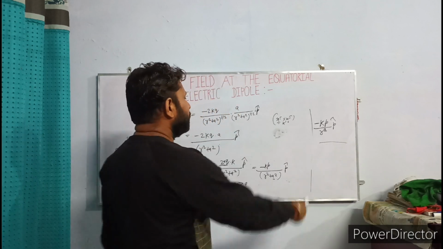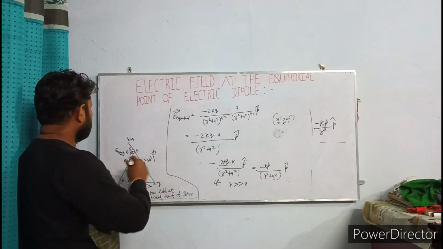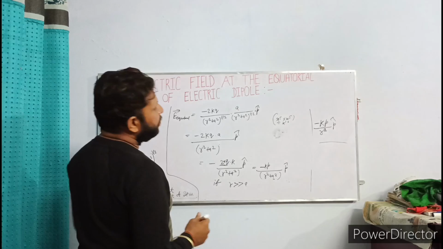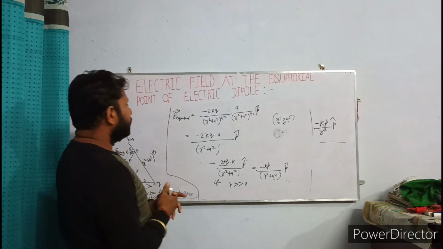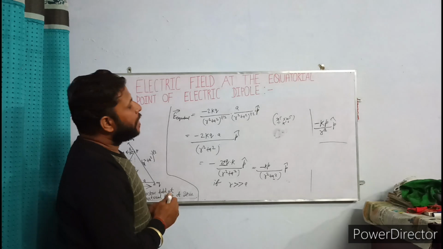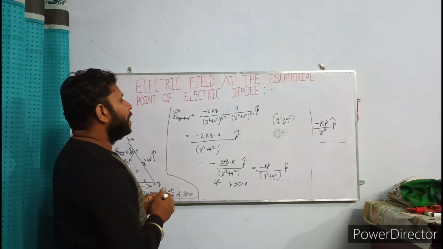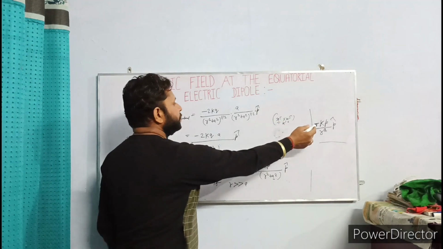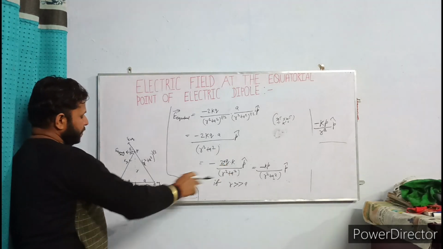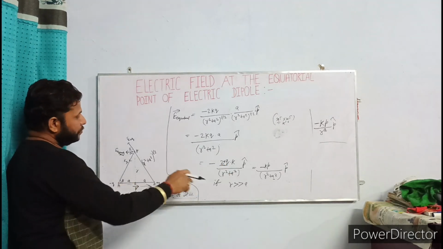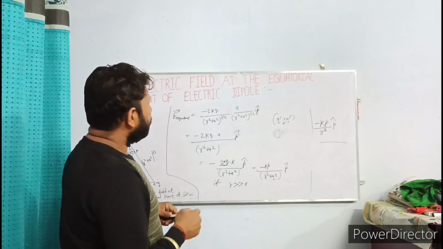So students, it is the value of electric field at the equatorial point, kp upon r square. And the minus direction shows that it is opposite to the direction of the dipole moment.